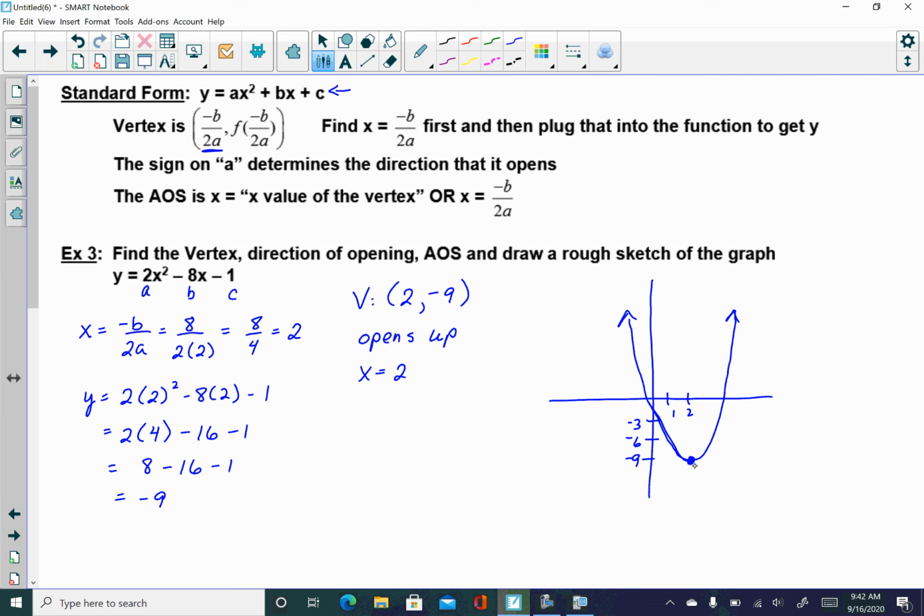Would you say that vertex is a maximum point or a minimum point? Since it's down here, that lowest point, we refer to it as a minimum point. And I'll put in that axis of symmetry for you. It cuts your graph right in half.